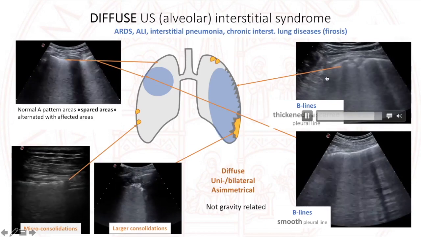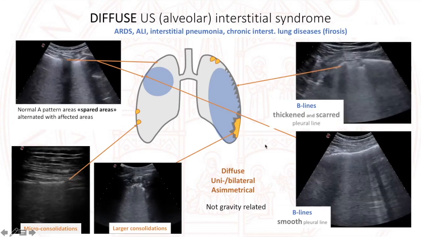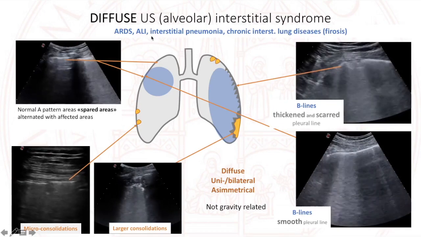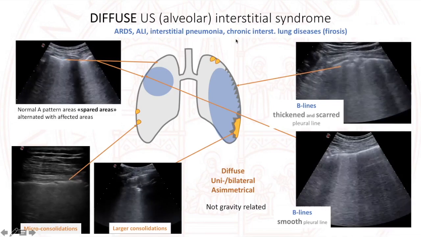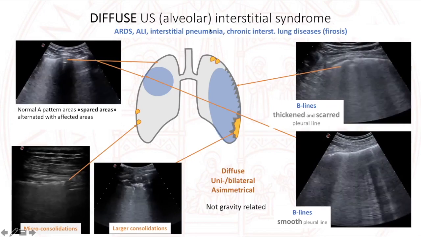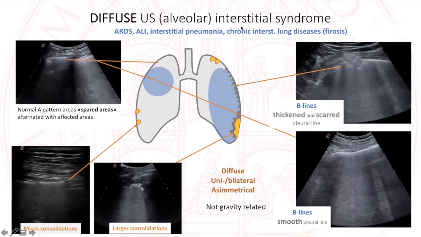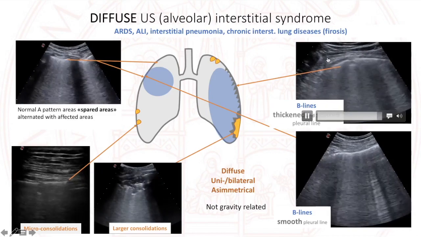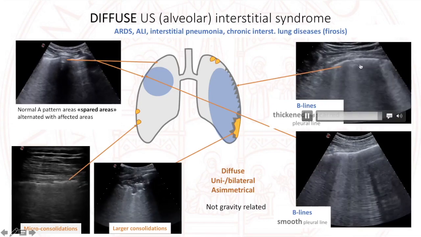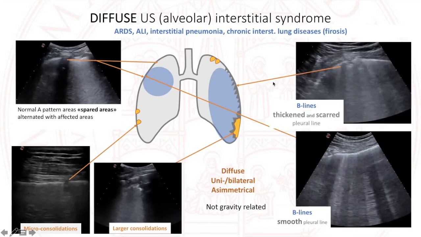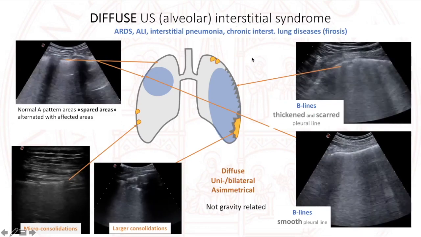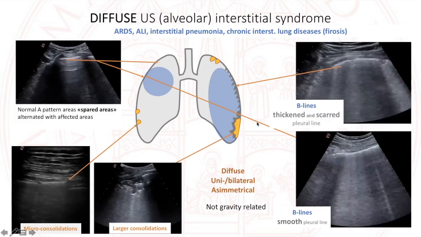We have to keep this picture in mind, since it is very important also to assess COVID-19, which has an interstitial pneumonia phenomenon, pneumonitis, with this appearance. I put also alveolar interstitial syndrome here because sometimes we call this appearance of microconsolidations and thickening of the pleural line alveolar interstitial syndrome, which is like the stage in between interstitial syndrome and consolidations.